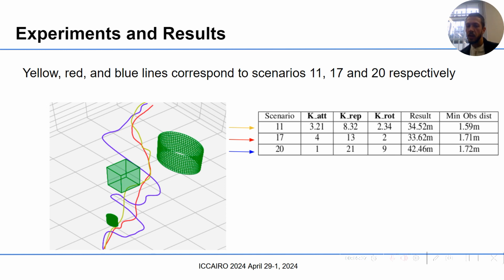Here in these three scenarios, we can see how sensitive this method is to these parameters. In scenario 11, because the repulsive gain is less than the other two, we can see that the UAV passes closer to the obstacles, while in scenario 17, the red line, the repulsive gain is higher, so the UAV passes farther from the obstacles. And in scenario 20, because we have less attractive gain and more repulsive and more rotational gain, it makes the UAV rotate through the obstacles, so in the end it makes a longer path.